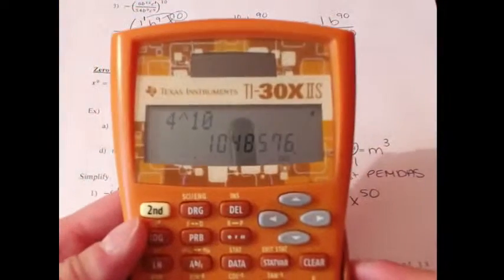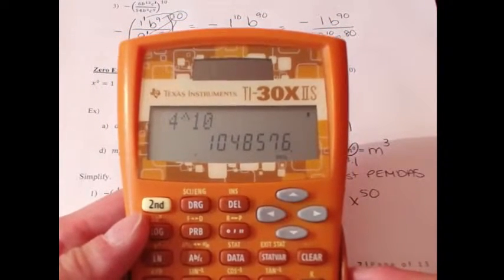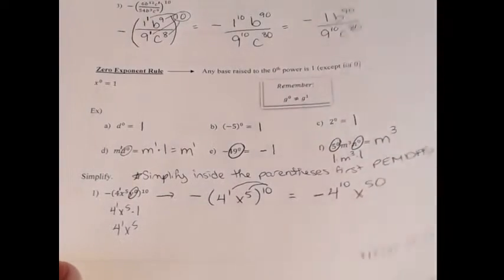Notice it becomes 1,048,576, so it's still pretty big. I think I'm just going to leave it in exponential form. Awesome. Let's turn the page and try more problems.